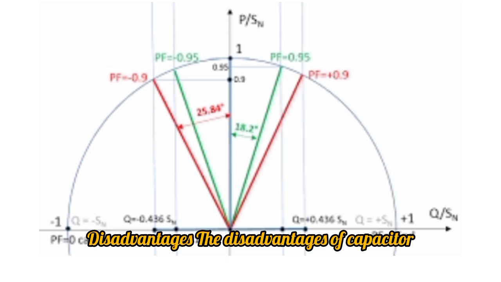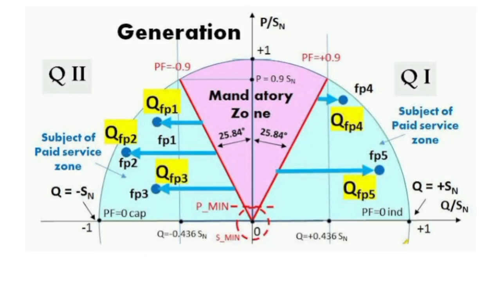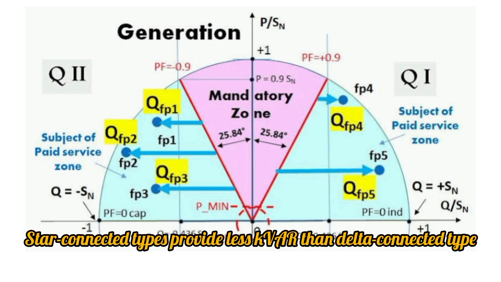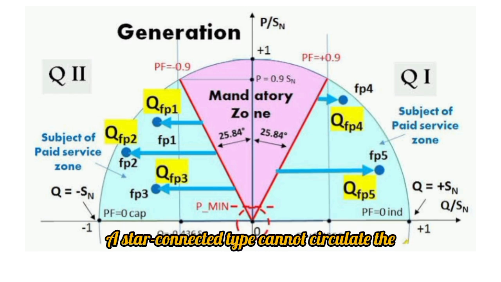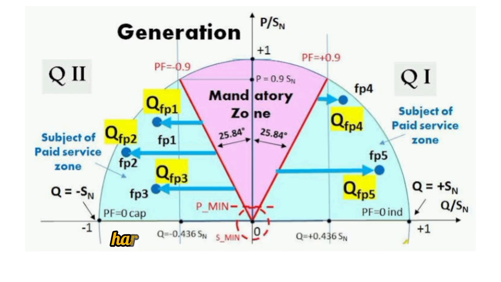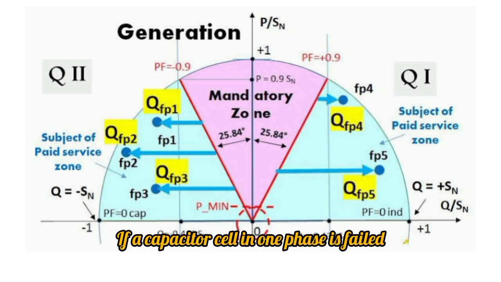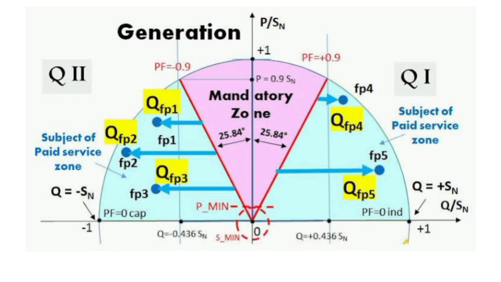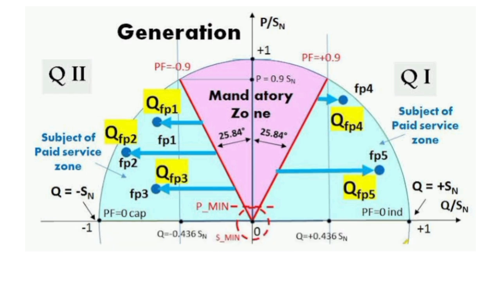The disadvantages of capacitor bank in star connection include the following. Star-connected types provide less kVAR than delta-connected type because the voltage across the capacitor is less. A star-connected type cannot circulate the harmonic current in an electrical system. If a capacitor cell in one phase is failed, the unbalanced voltage occurs in the electrical system.